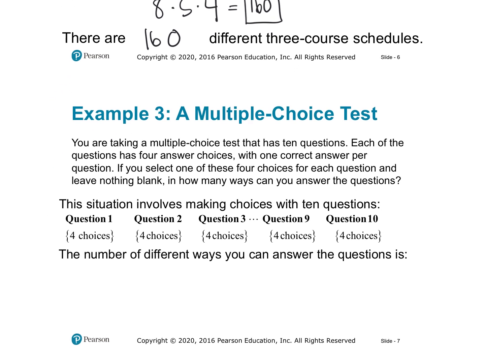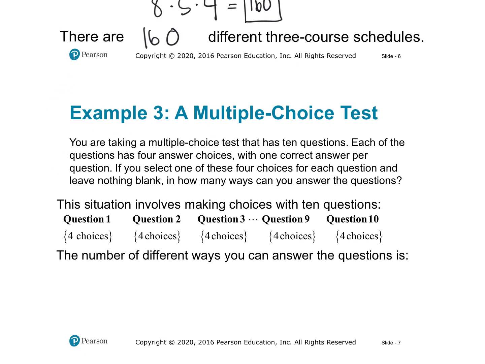So it says you are taking a multiple choice test that has 10 questions. Each of the questions has 4 answer choices with 1 correct answer per question. If you select one of the 4 choices for each question and leaving nothing blank, how many ways can you answer the questions? So we're going to be multiplying 4, 10 times.